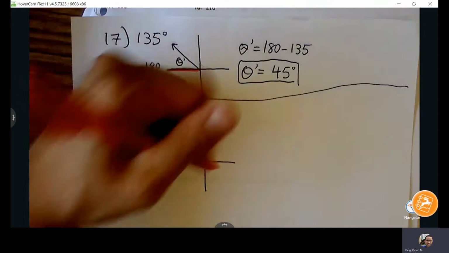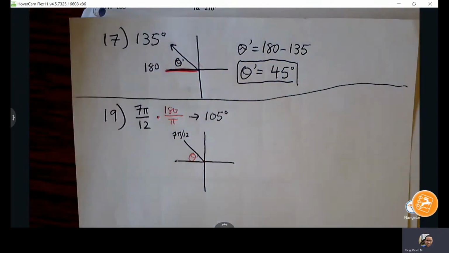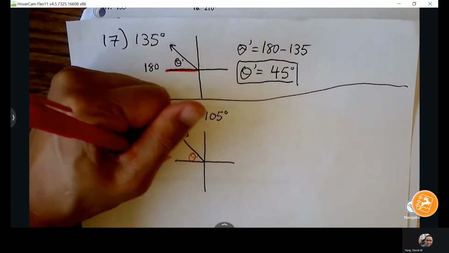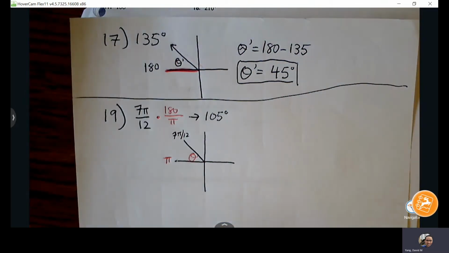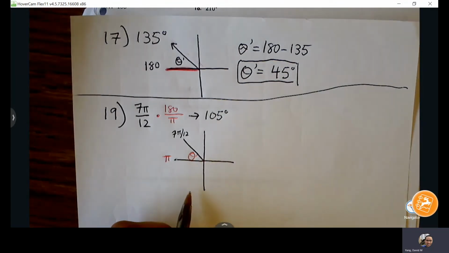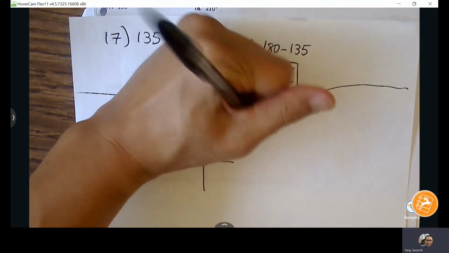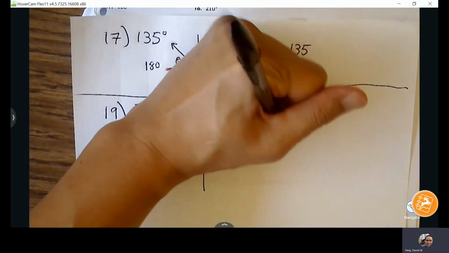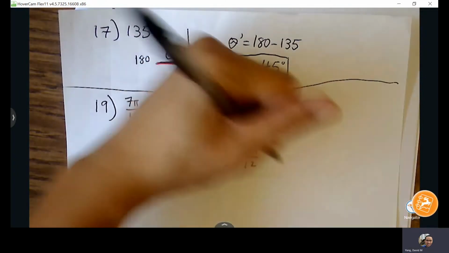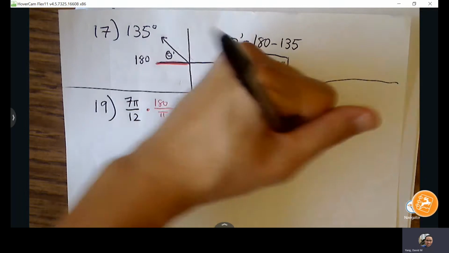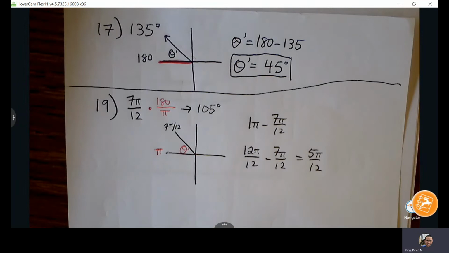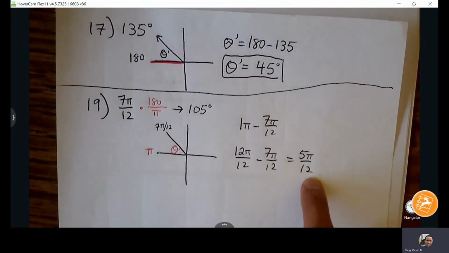Same idea. We know we have to involve the closest x-axis. Instead of subtracting from 180, I'm going to subtract from pi, to get my reference angle in terms of radians. So 1 pi minus 7 pi over 12. You can use your calculator, 1 minus 7/12, or find a common denominator and work it out by hand. 5 pi over 12.